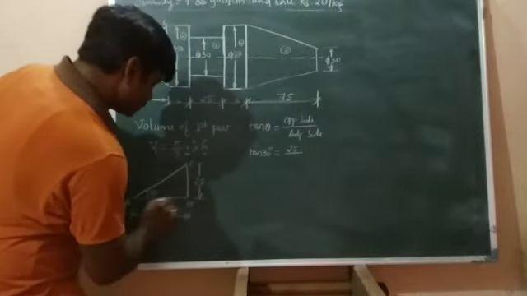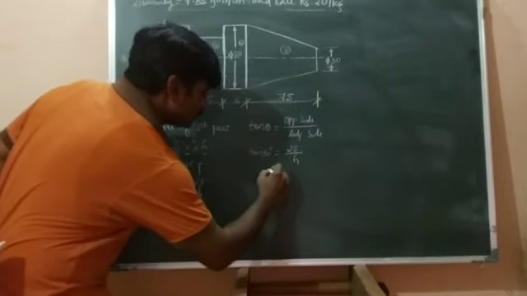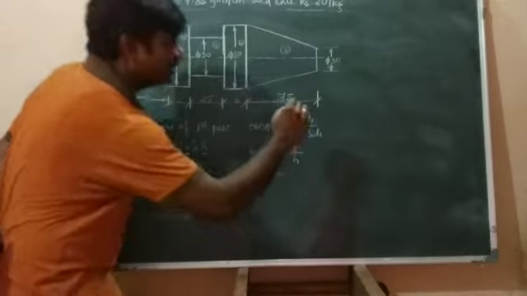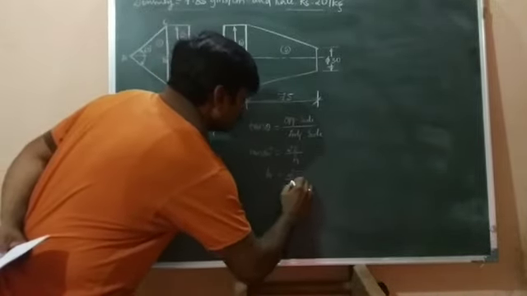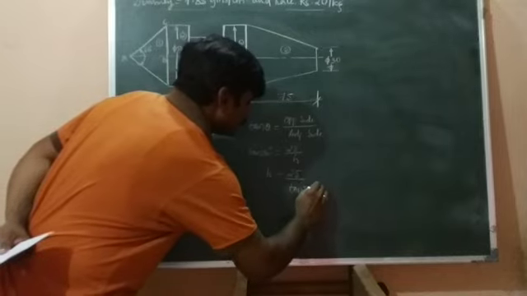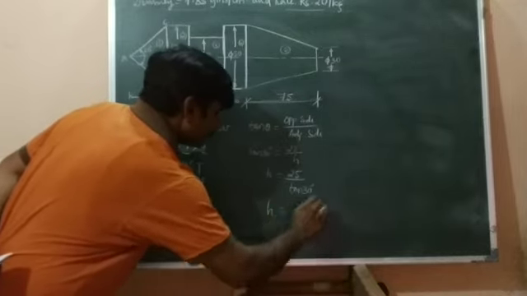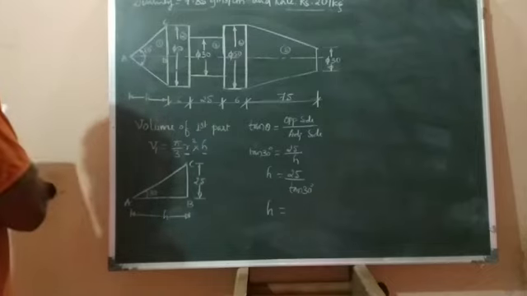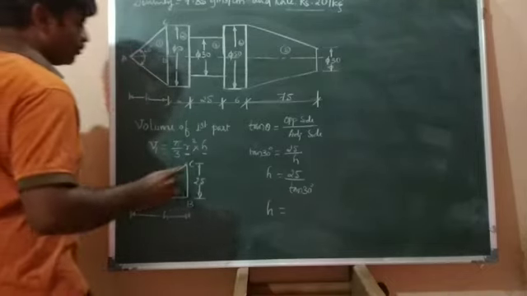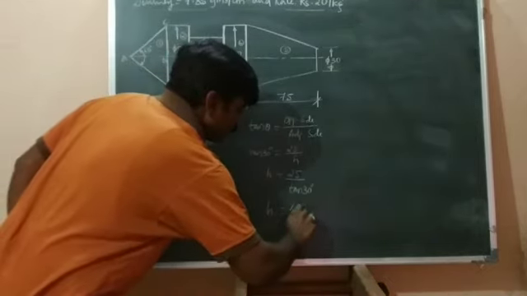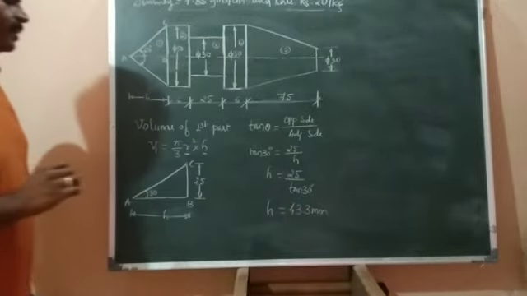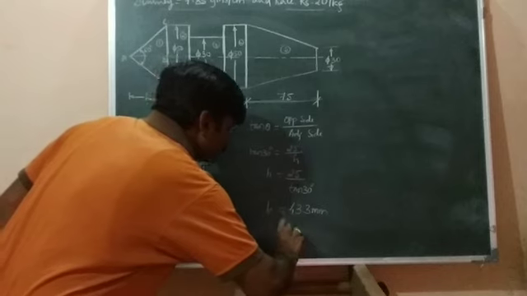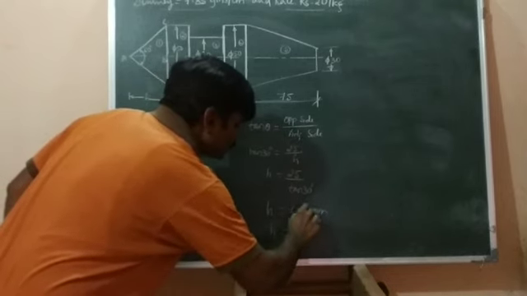And adjacent side is what here? H. Since we are finding h, we need to find the h value. That is 25 divided by tan 30 degree. Simplifying this, I will get 43.3 millimeter. We require this particular value in terms of centimeter, so I am converting millimeter into centimeter.